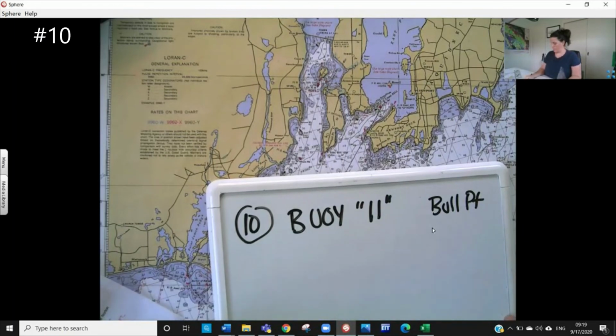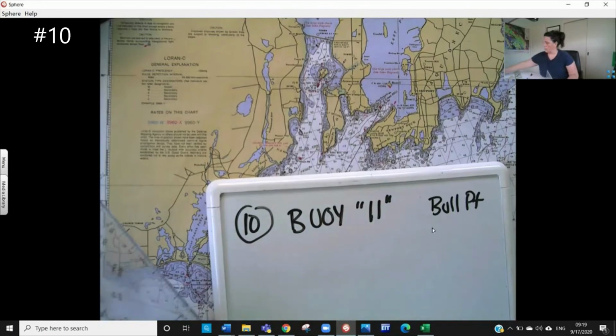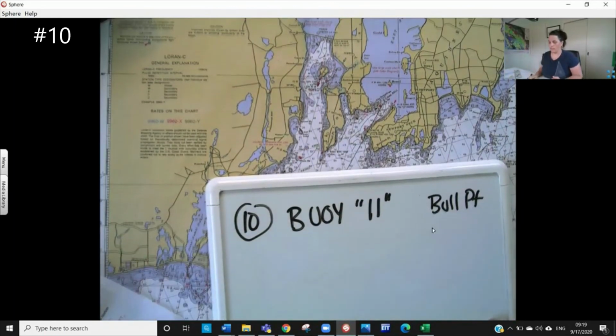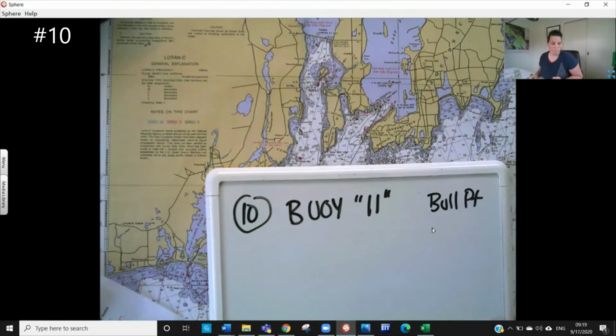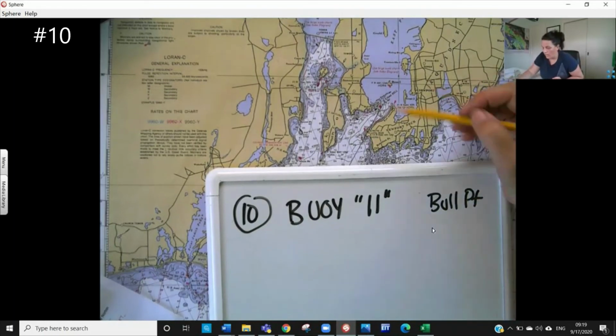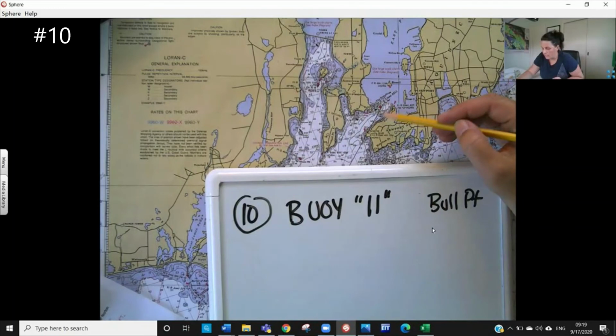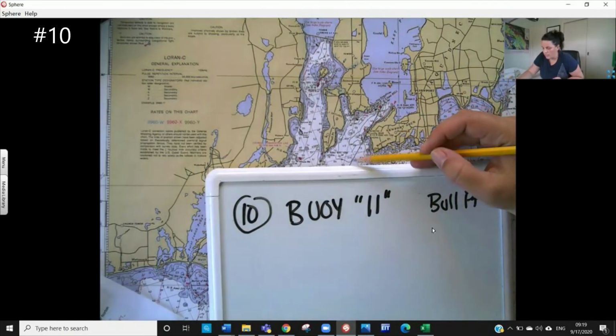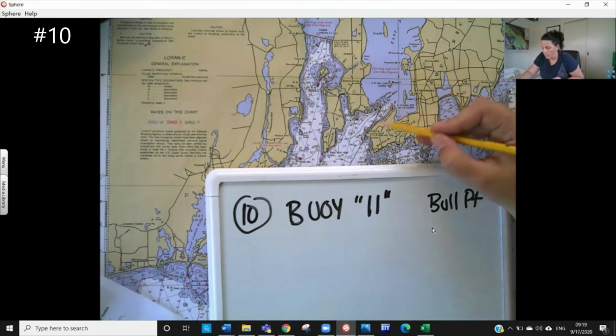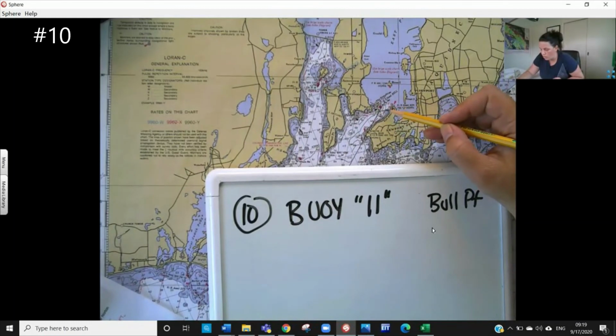Okay, last one here, number 10. I'm just going to do the triangle real quick. Okay, we're looking for buoy 11 between Bull Point and Newport Neck. So that's going to be up around here. As we're entering up from the Sound into Narragansett Bay, here is Bull Point, and we're looking for buoy 11. I know there's a couple buoys here, so we want to make sure we're looking at the right one.